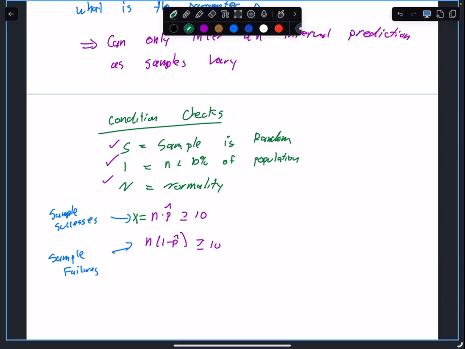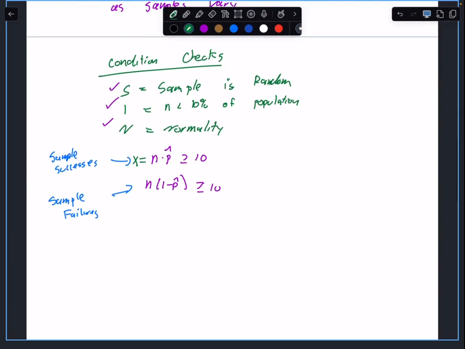That's X, the number of successes that you got. It's not the predicted, because we don't know what it is. And if this is true, then once again, we can say approximately normal. And we're going to use the mean, and we're going to use whatever P hat is from our sample.